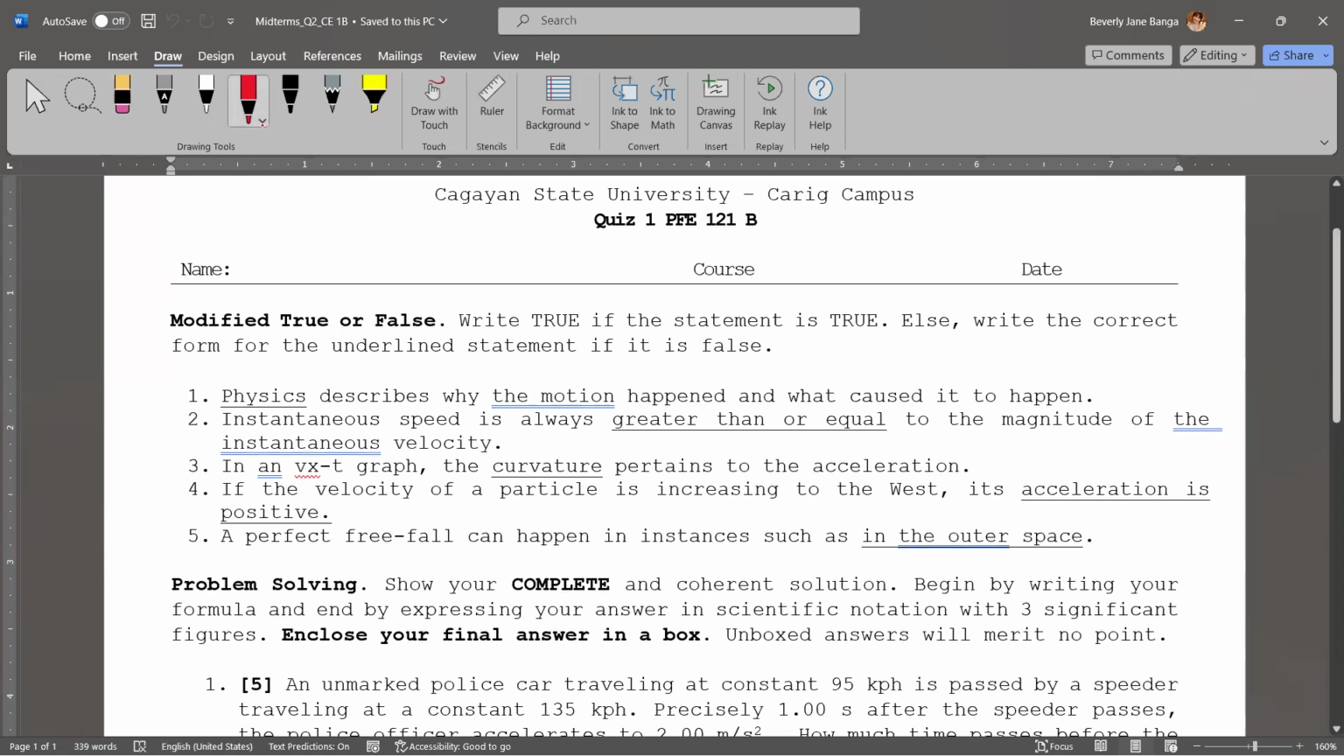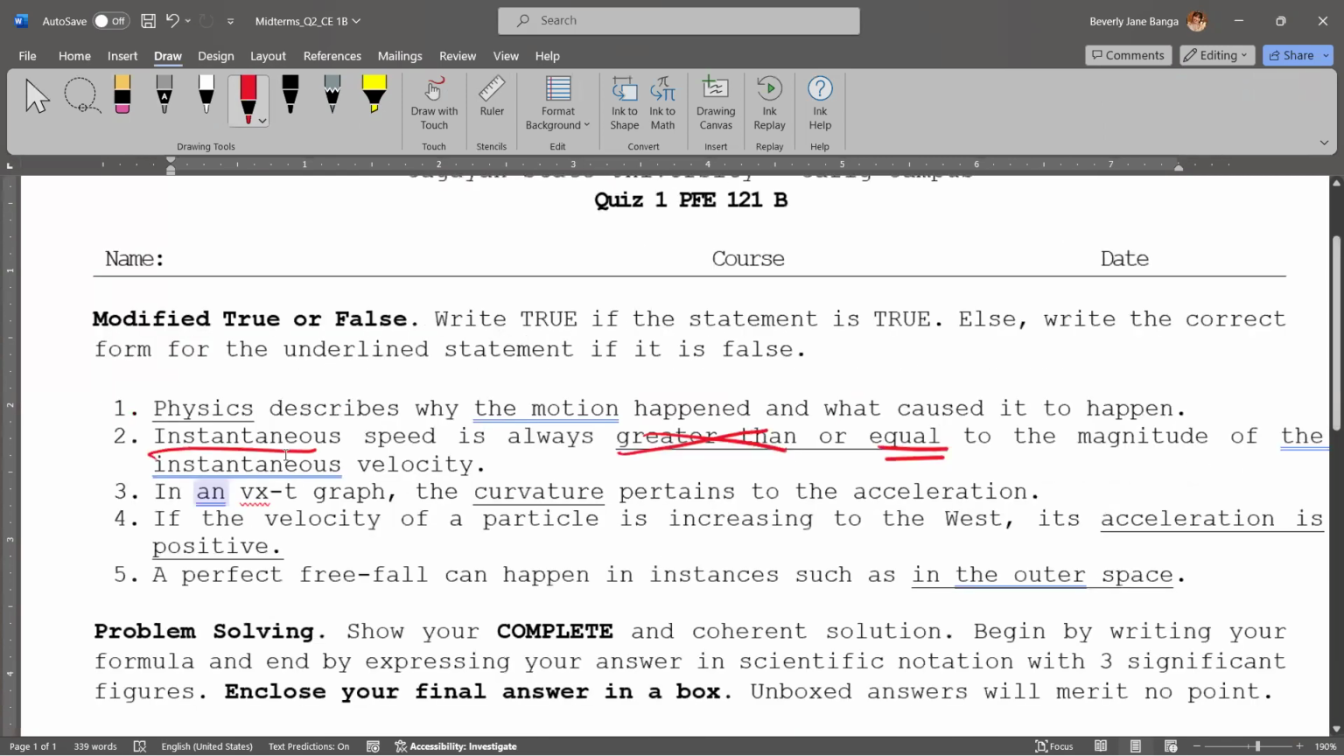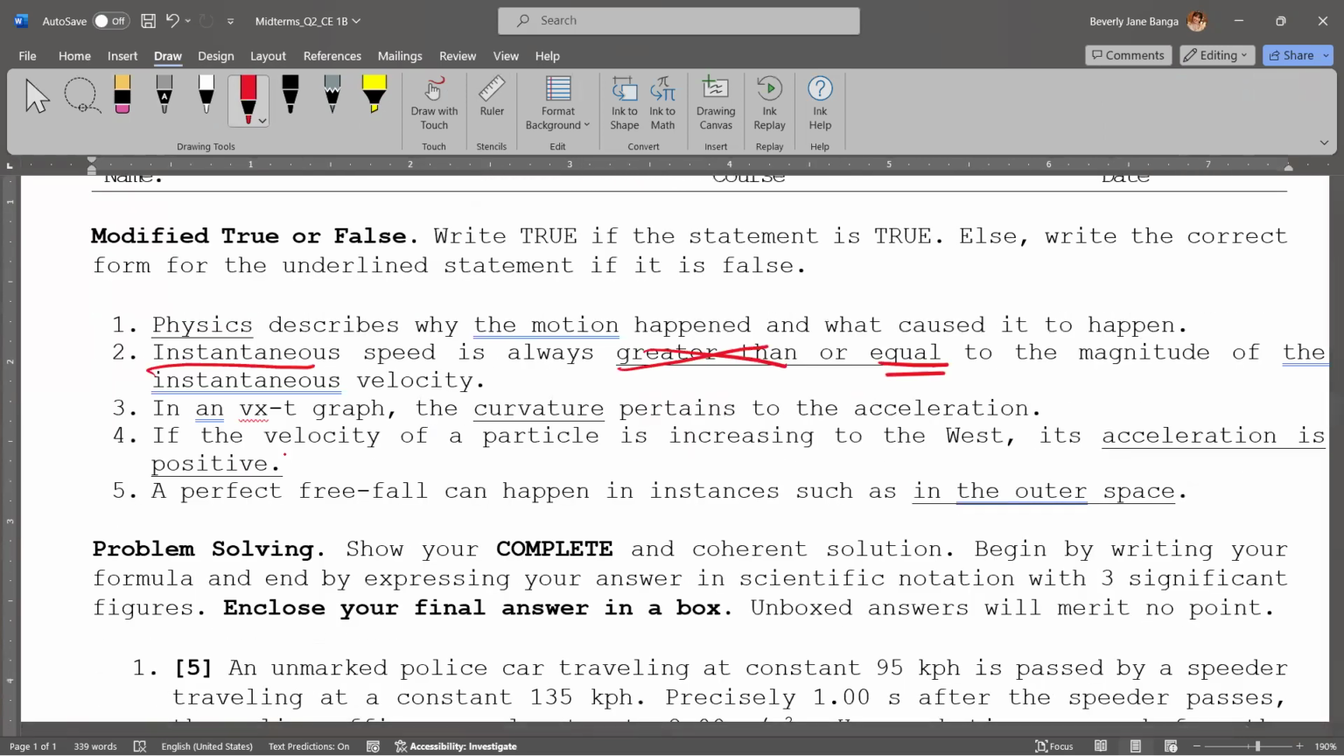For set B, instantaneous speed is always equal to the magnitude of the instantaneous velocity. In a VXT graph, the slope pertains to the acceleration, and the area under the curve is simply displacement. If the velocity is increasing to the west, so increasing is positive, to the west is negative, then this is negative.